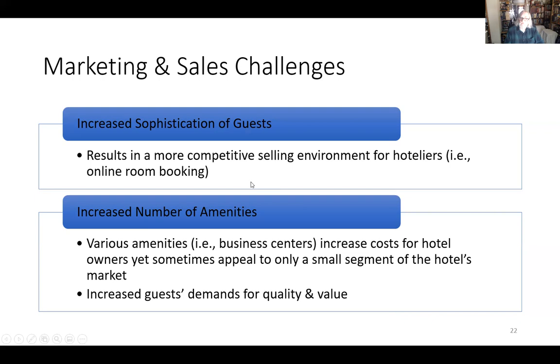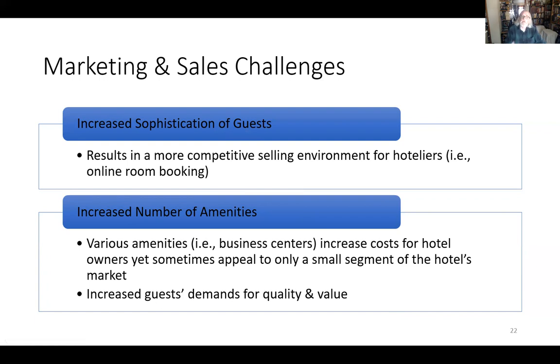And with the increased sophistication of guests comes an increased challenge for marketing professionals. So everything is more competitive. It raises it to an even higher level. Online booking, for instance, is great for the consumer, the average guest, but it's terrible for the average hotel because it adds another layer of expense that the hotel has to pay to use that big database. And so there are always marketing and sales challenges that are out there.